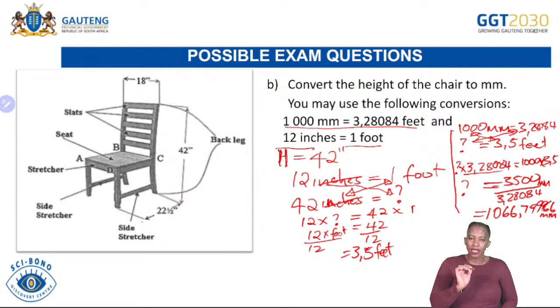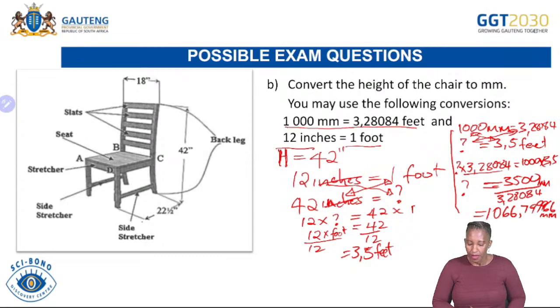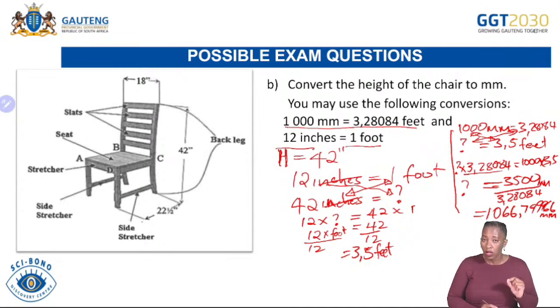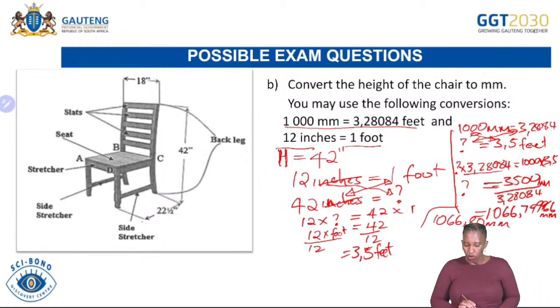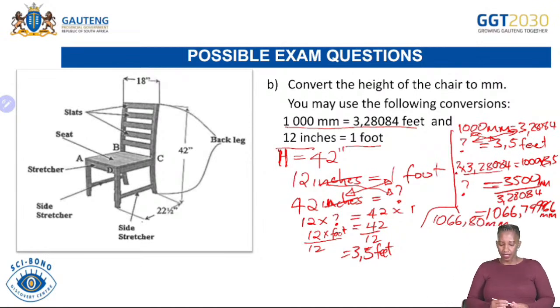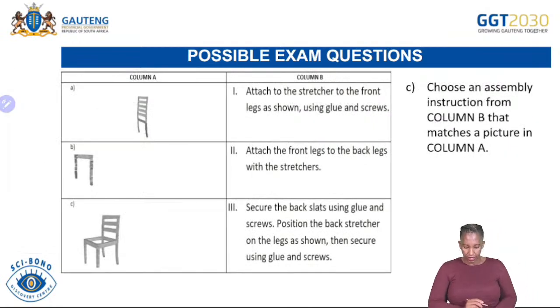And now, boys and girls, because they never said anything about rounding off your answer, then we round it off, because remember on our instructions it says round off your answer to 2 decimal places unless stated otherwise. And then now our answer will be 1066,80 millimeters if I round it off to 2 decimal places. That is the correct answer, boys and girls. I hope you also got it as it is.